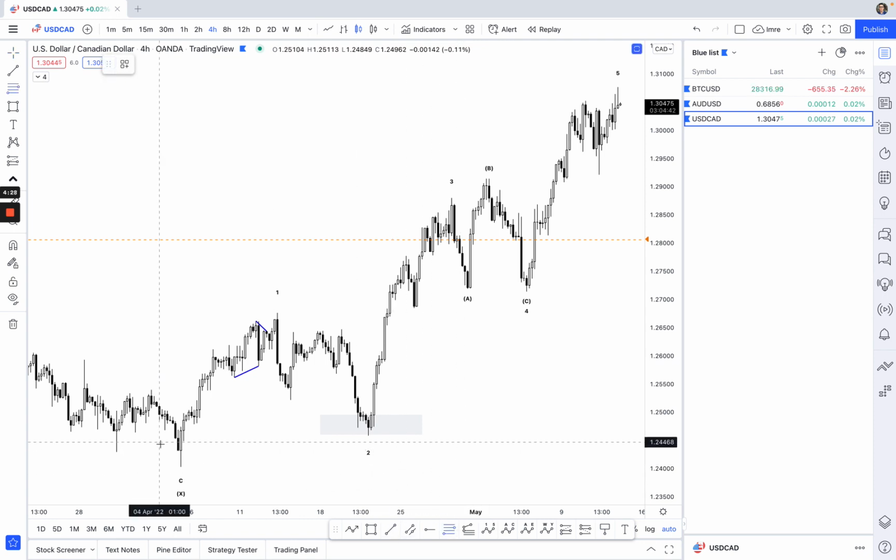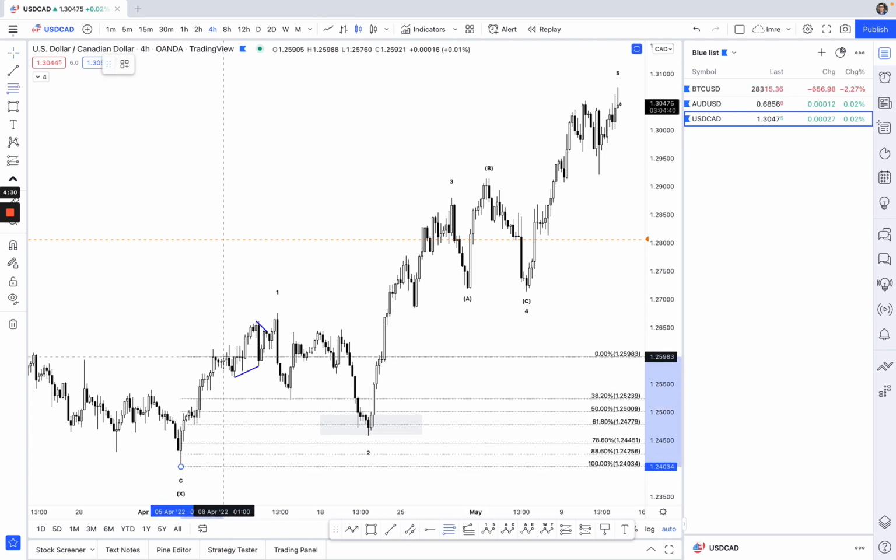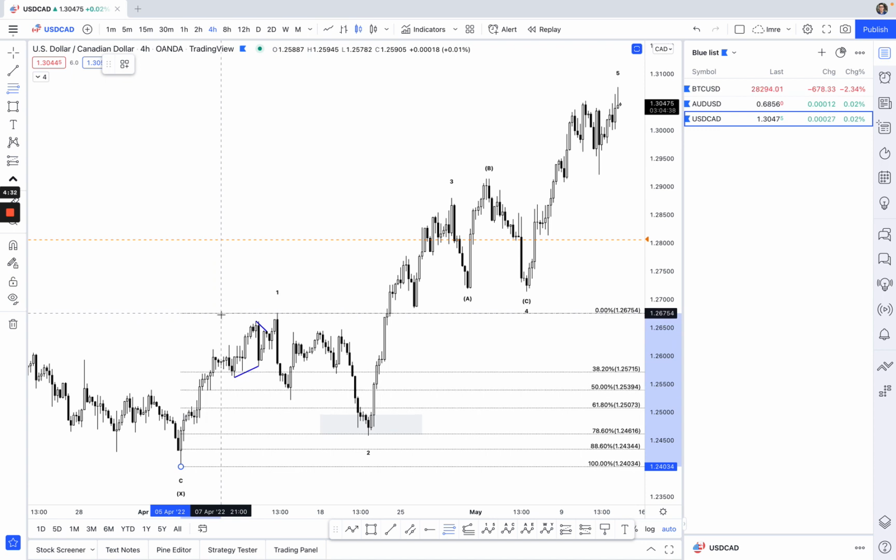Okay, so I counted an impulsive wave 1 up. And that means I can expect a steep wave 2. And once that steep wave 2 is finished, then we can expect a very explosive third wave to the upside. Now, I wanted to get us positioned for that third wave, which tends to be the most explosive, strongest wave within an Elliott wave cycle.